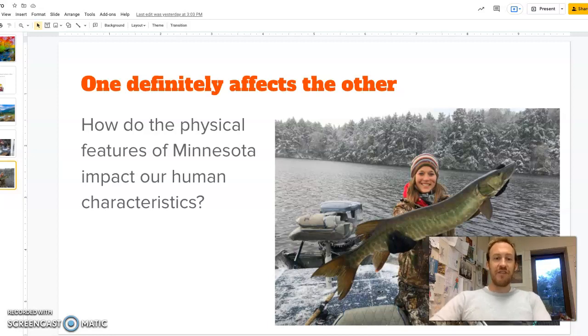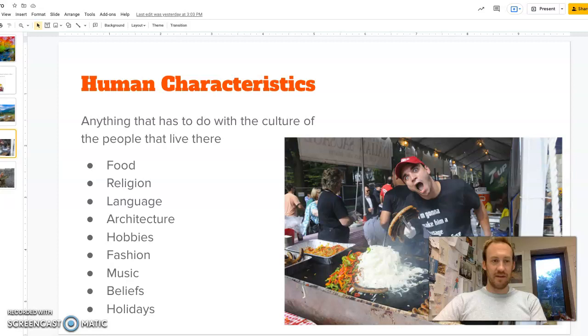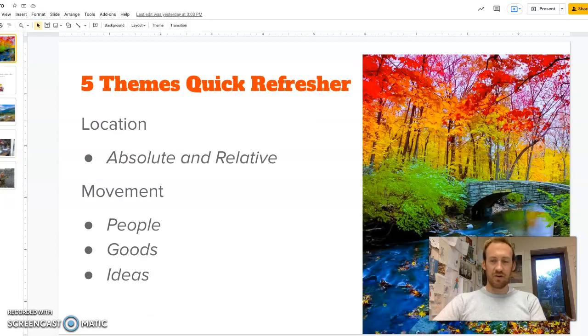So that the physical feature or the physical characteristics, all our lakes, we take advantage of that, and it becomes kind of a part of our culture, lake culture. So I hope that kind of explains what the theme of place is. Again, it's a pretty easy one to understand.